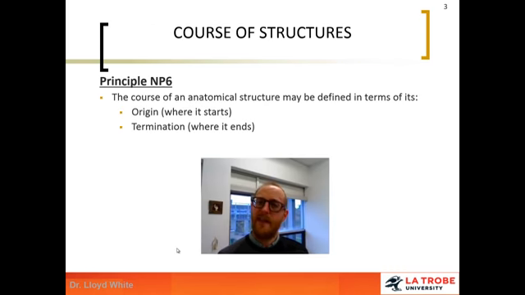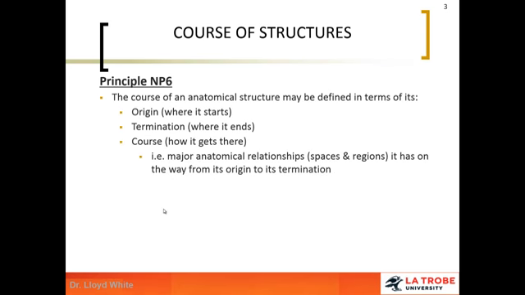So the course of a neurovascular structure, like an artery or a vein or a nerve, can be defined in terms of its origin, or what it starts from, and its termination, or what it turns into. It can also be defined in terms of its course, or how it gets there. So by this what we mean is what spaces or regions the structure is passing through on its way from its origin to its termination.